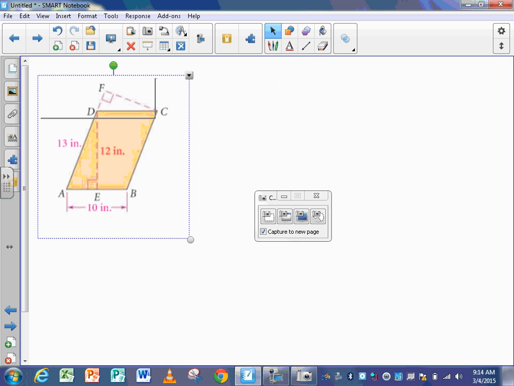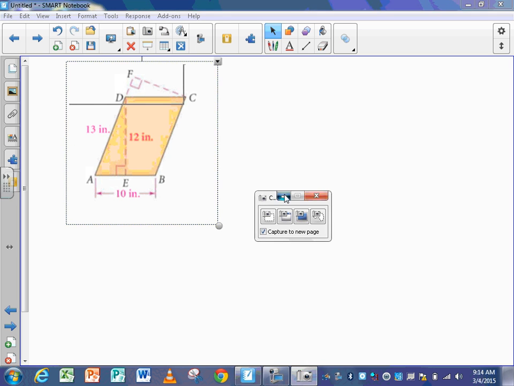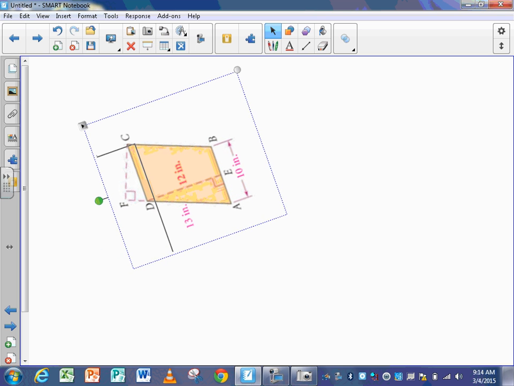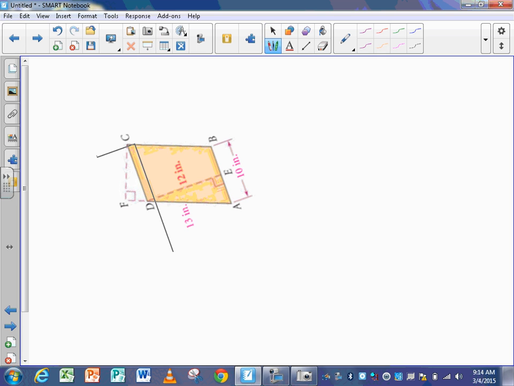Ignore this line, it's just a little artifact in the cutting and pasting process. I'm going to take this and I'm going to say, well, what if 10 wasn't the base? What if, oh my God, what did you do? I turned it. What if 13 was the base? If I wanted to do B times H, again, I have a base of 13, but I need a height. And my height is this distance right here, FC.